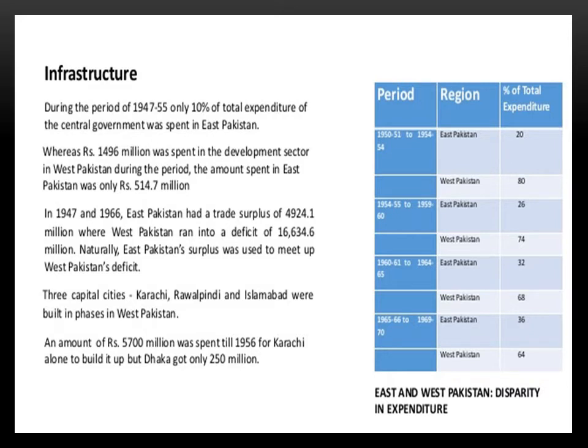Three capital cities, Karachi, Rawalpindi, and Islamabad, were built in phases in West Pakistan. An amount of rupees 5,700 million was spent till 1956 for Karachi alone to build it up, but Dhaka got only 250 million.